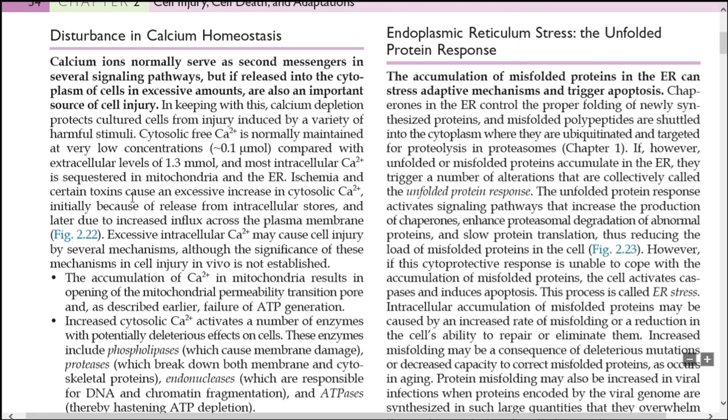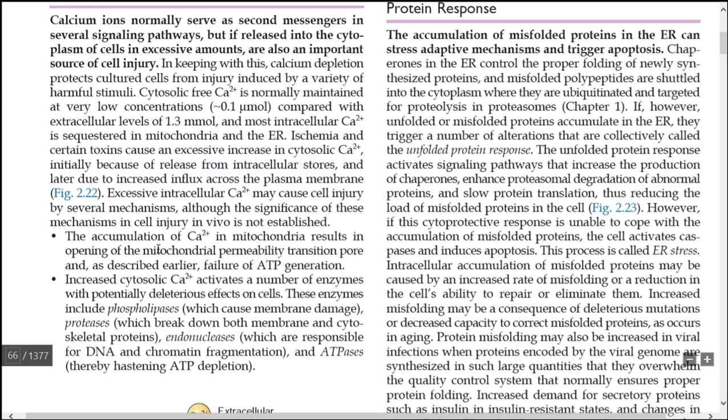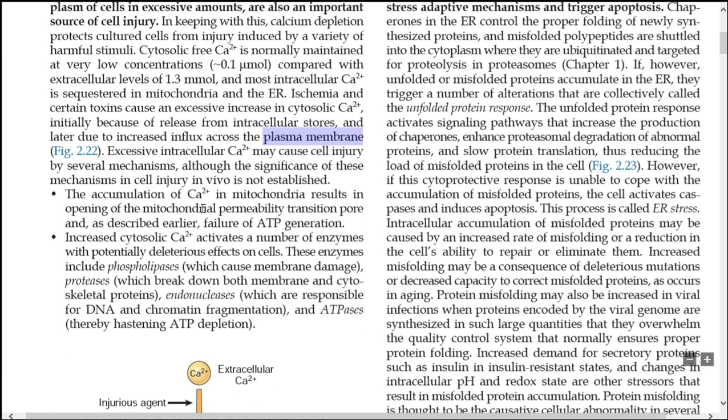Histamine and certain toxins will cause an excessive increase in cytosolic calcium level because of release from intracellular stores in mitochondria and endoplasmic reticulum, and later due to influx across the plasma membrane, which becomes more permeable to calcium ions. Accumulation of calcium in mitochondria will result in opening of the mitochondrial permeability transition pore we have seen earlier, and hence leads to failure of ATP generation.